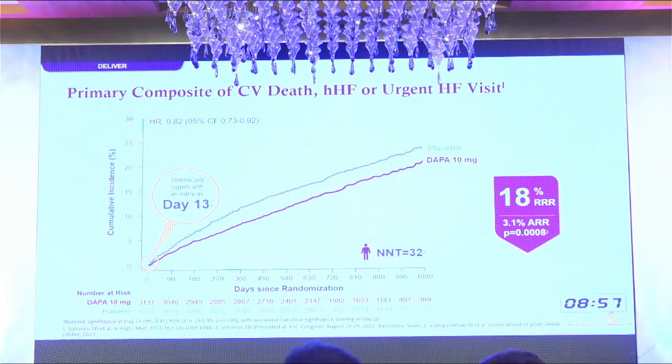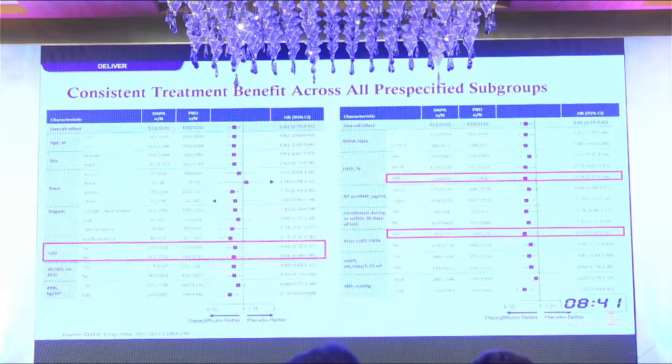And what was seen is that the primary composite outcome of such patients, so far as cardiovascular death, heart failure hospitalization, or urgent heart failure visit was concerned, was seen much earlier. That is, even before 2 weeks the separation was seen, and the risk reduction was statistically significant. So there was a consistent treatment benefit across all the pre-specified groups in the DELIVER trial, and that is to say that even in patients who have heart failure with preserved ejection fraction, we need to use this drug.